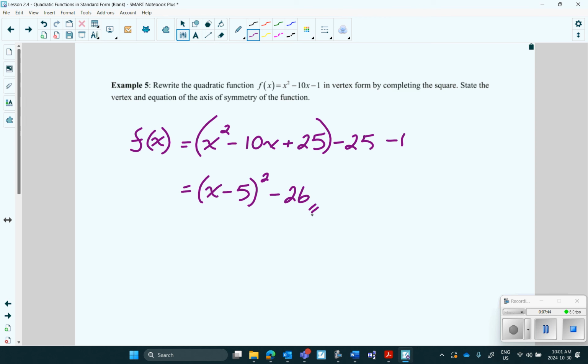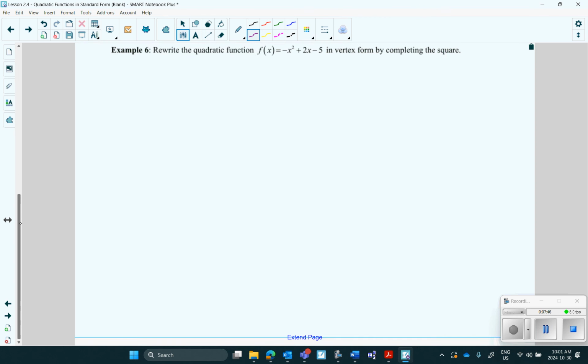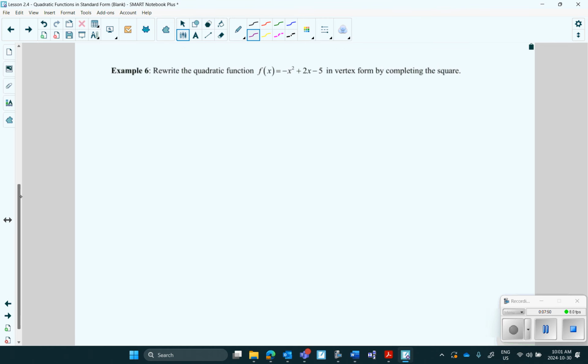Okay, the next couple. Let's have a look at this one. How does this one look different from the previous two we did? It's got a negative x squared.